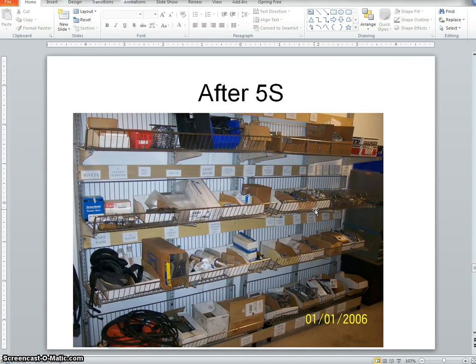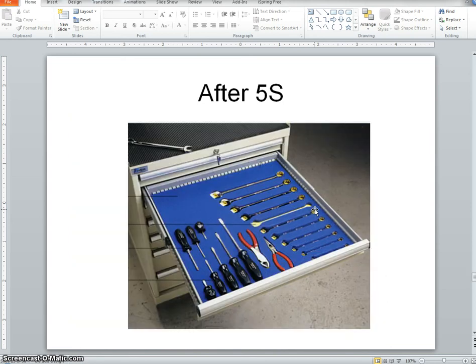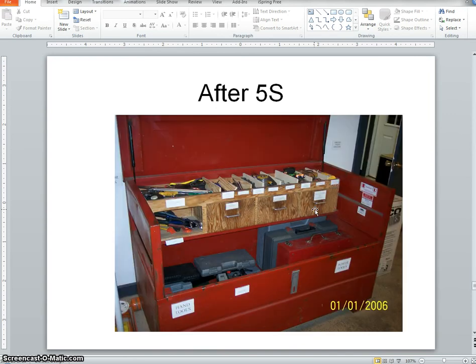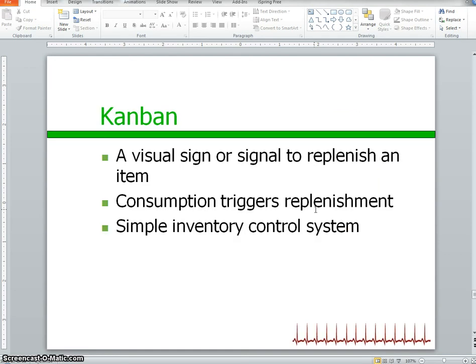That's after 5S. Again, this is just a workplace organization system that tries to get your work area organized so that you can find what it is you're looking for, which makes you more productive in the end. These are common little shadow boards so that you know where to find different tools. You see it in toolboxes, just things like labeling. We'll talk more in detail about what 5S really is and how to implement a 5S system.